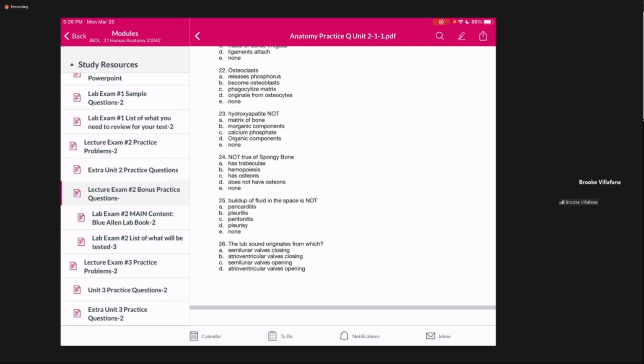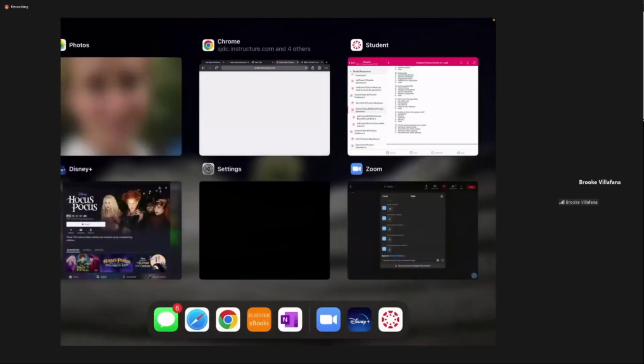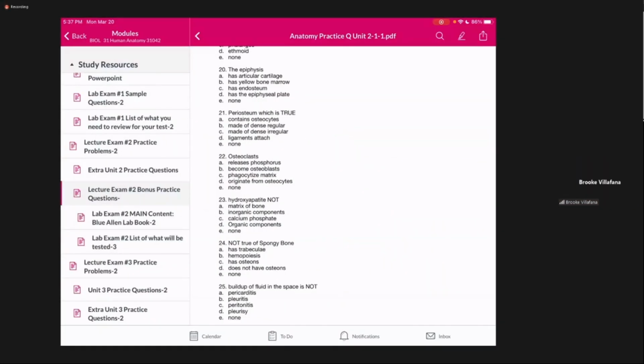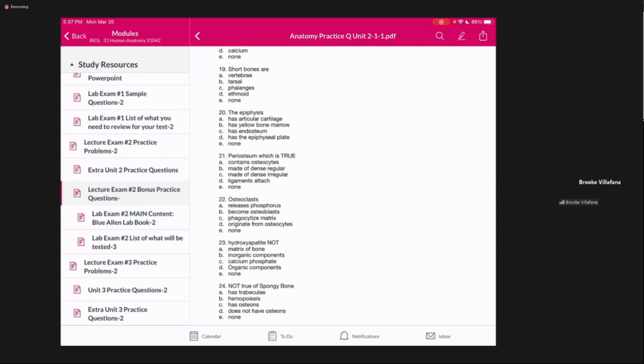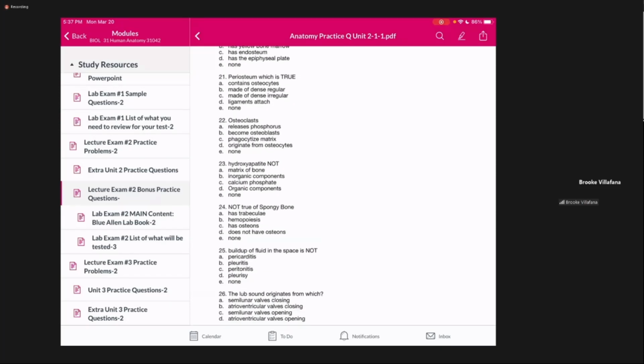24. Which of these is not true about spongy bone? So is it A has trabecula, B hemopoiesis, C has osteons, or D does not have osteons? C, right? Has osteons is the one that's correct there, because we know that the spongy bone does not have osteons. The spongy bone performs hemopoiesis, and the spongy bone has trabeculae. So when we answer this, C would be correct because it does not have osteons.